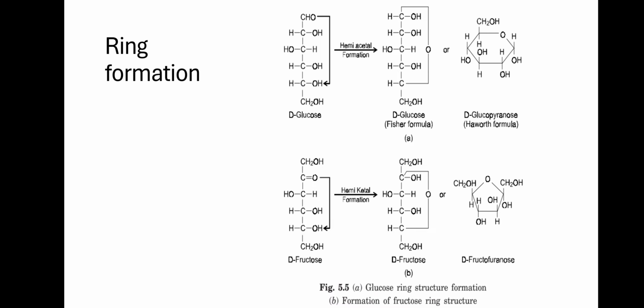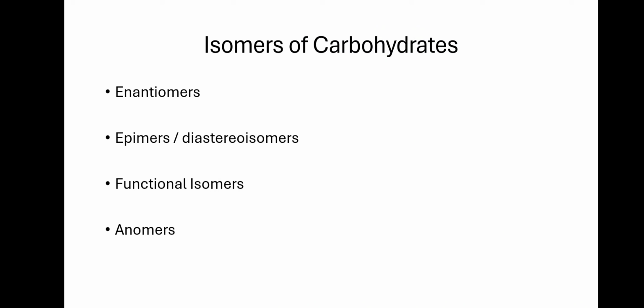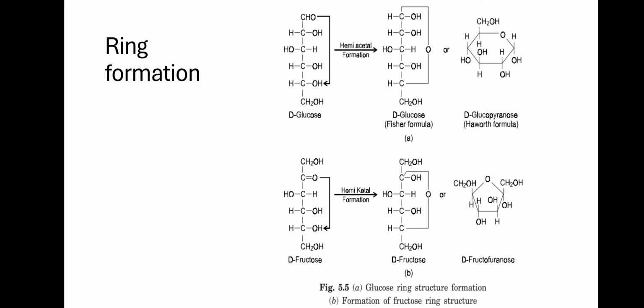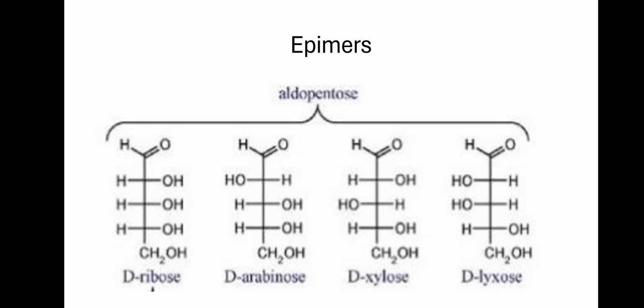Yeah. And from there, from our epimers, so we've looked at functional isomers, we've looked at epimers. What haven't we looked at? Enantiomers and anomers. All right, but before we look at that, let's just appreciate this thing called the ring formation. So from the previous structures that we're seeing, we're looking at the carbohydrates as a linear structure, but we can also have these carbohydrates existing as a cyclic structure.